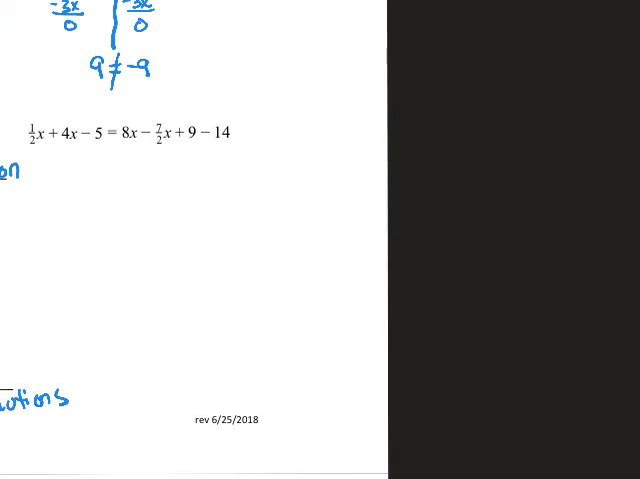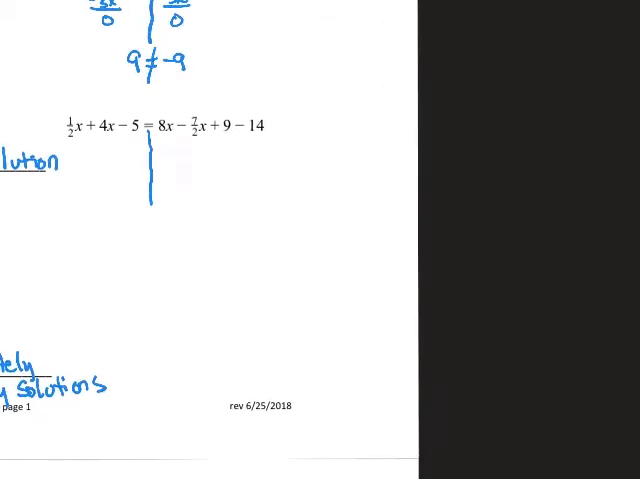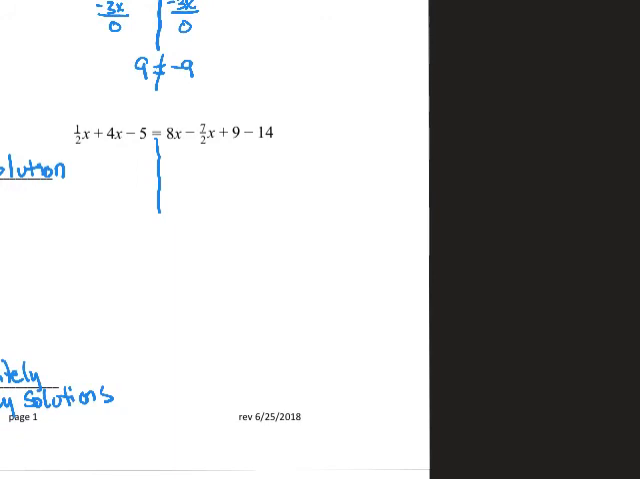Last but not least, this is going to require a little bit more attention to detail. So we're going to draw our line under the equal sign, and the first thing we have to do is combine like terms. So let's focus on the left side for now. We have 1/2 x and a plus 4x. Can I add those together? Nope, can't add those together because they don't have the same denominator.